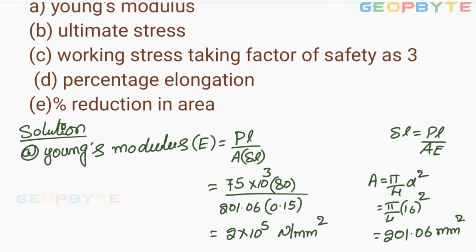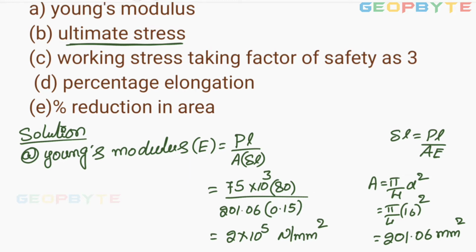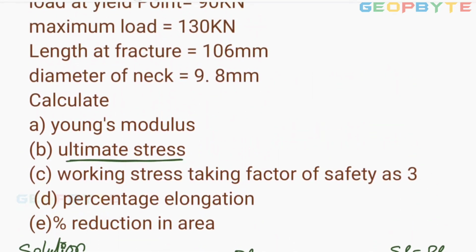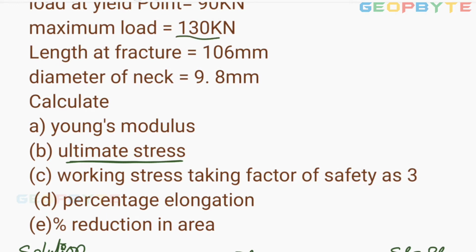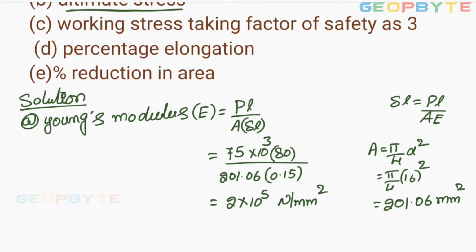The second part of the problem, ultimate stress. So ultimate stress equal to ultimate load by area of cross section. Ultimate load is the maximum load. So maximum load is 130 and area we already got, 201.06.